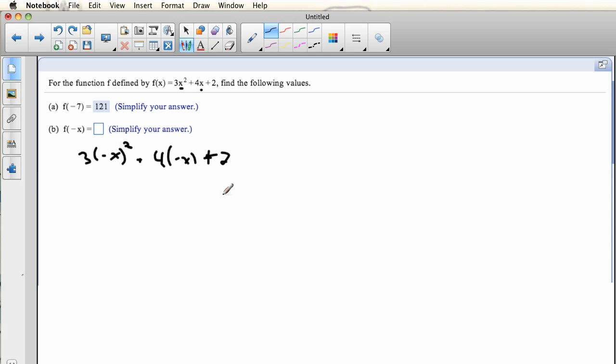Now all I have to do is make sure I resolve the parentheses correctly. Negative x squared is really negative x times negative x, and a negative times a negative is a positive. So negative x squared is the same as x squared. This is plus 4 times minus x, so that's going to be a negative minus 4x, and then plus 2.